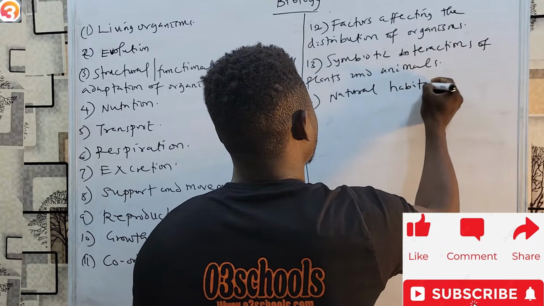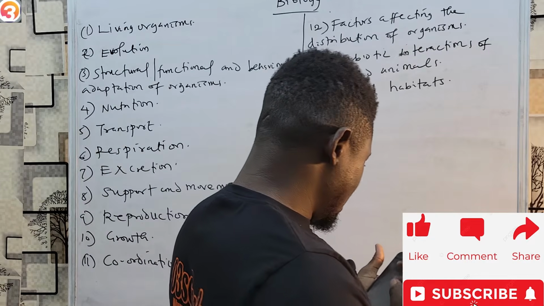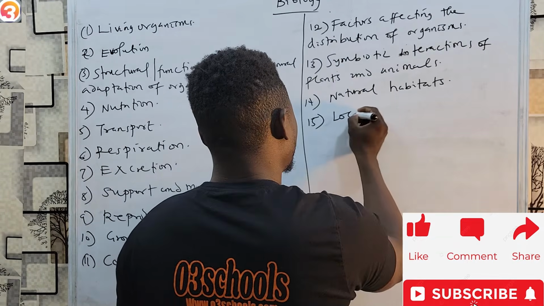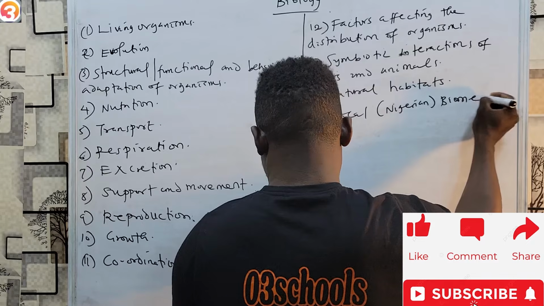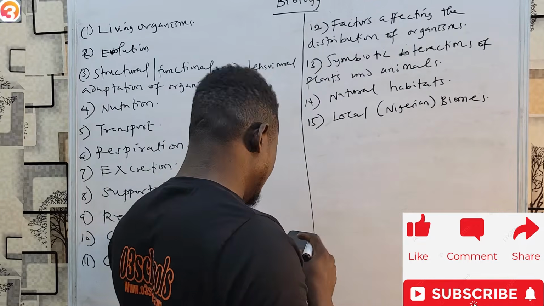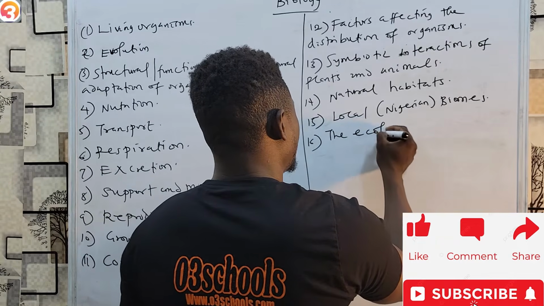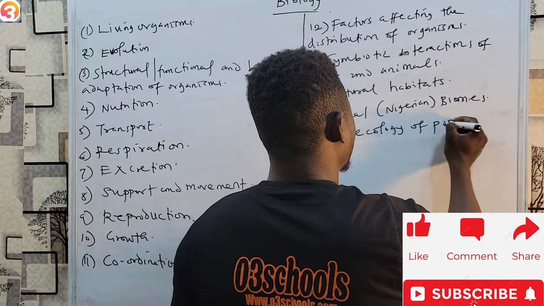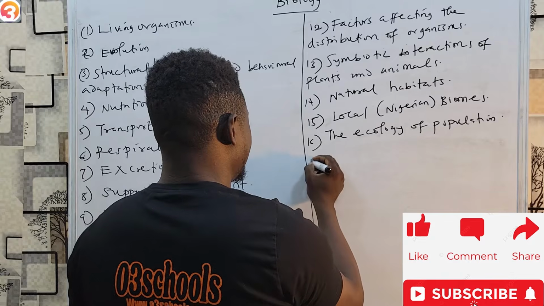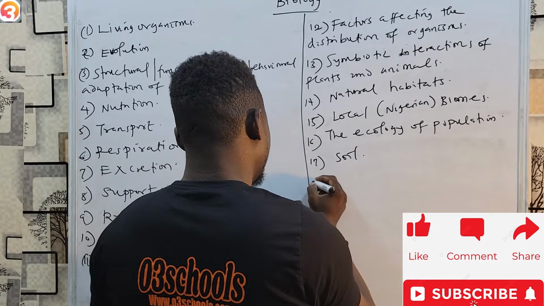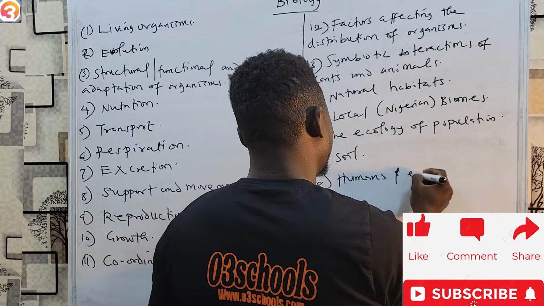Natural habitats. Then number 15, we look at local, that is Nigerian biomes. Of course, then in the 16th topic now, we are looking at the ecology of populations. Then number 17, look at soil. Then number 18, look at humans and environment.